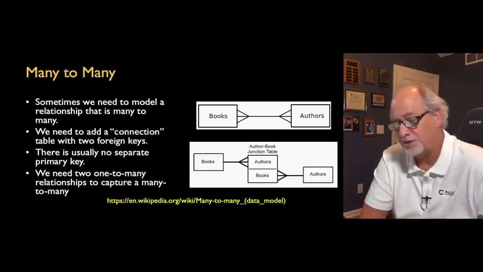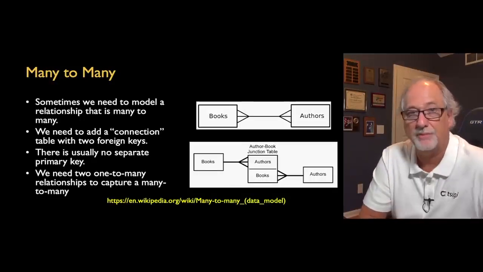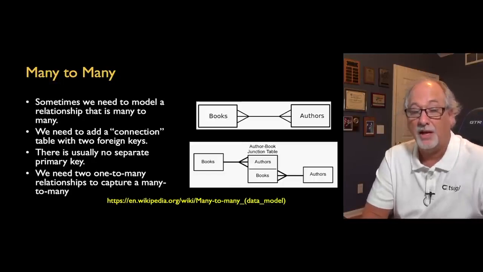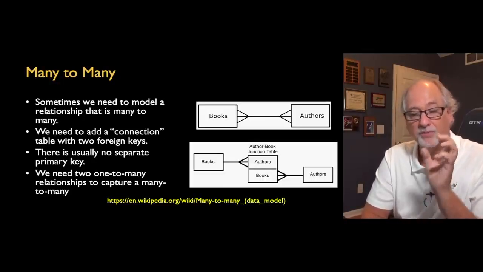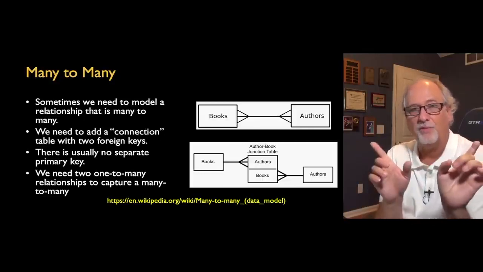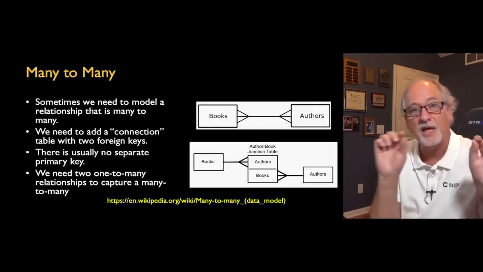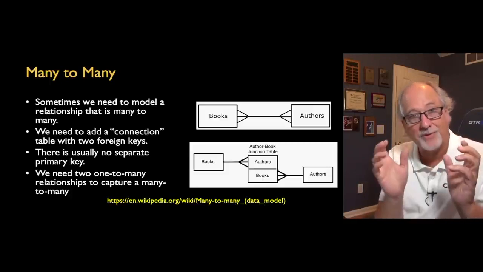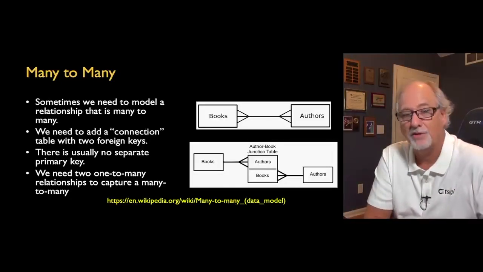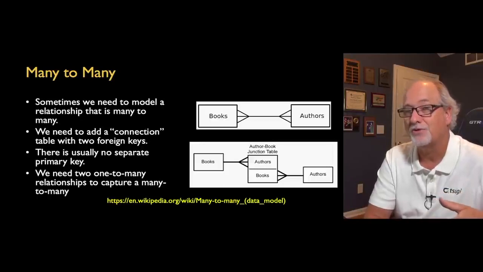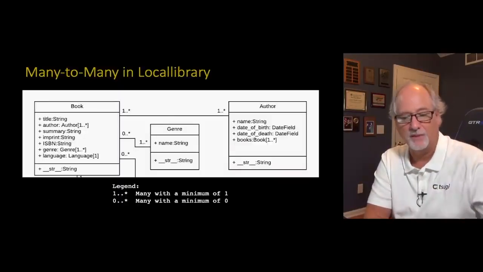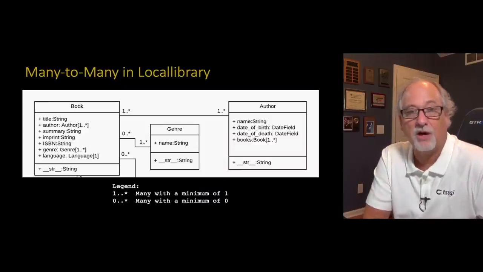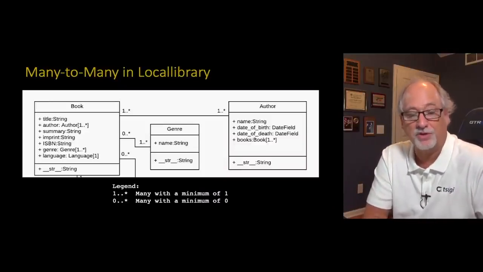So we call it a connection table, we call it a join table, we call it a junction table, and in Django terminology, we'll call this a through table. But its purpose is to have two outbound one-to-many relationships instead, and that basically is just our way of capturing a many-to-many. And that's why I said one-to-many plus one-to-many equals many-to-many. Two-to-many would sound good, but many-to-many. So here we are, and here are our two many-to-many relationships in our local library application.